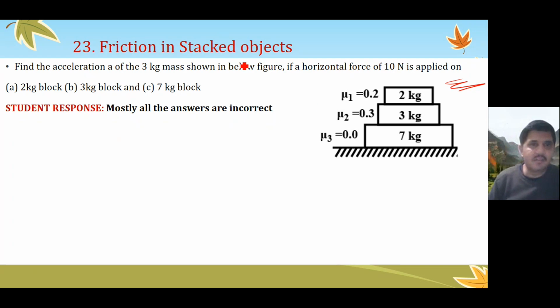Find the acceleration of the 3 kg mass. If a horizontal force of 10 Newton is applied on the 2 kg mass, I can apply the force anywhere. If I apply a force of 10 Newton over here, what will be the acceleration of this?